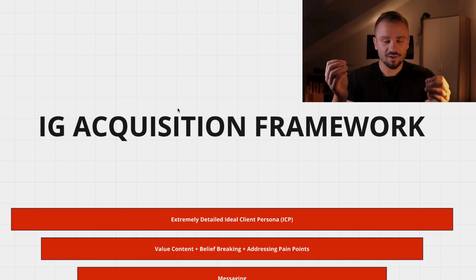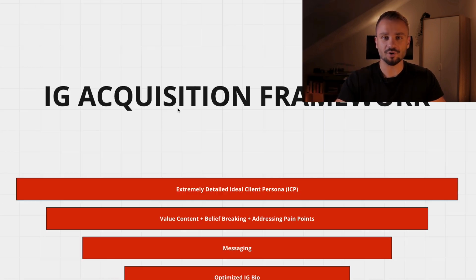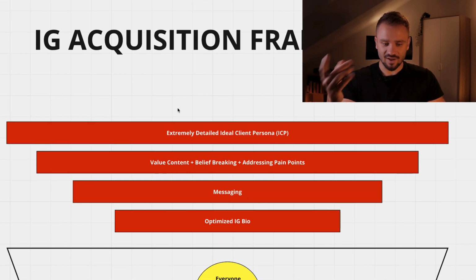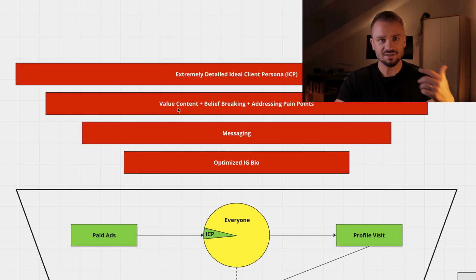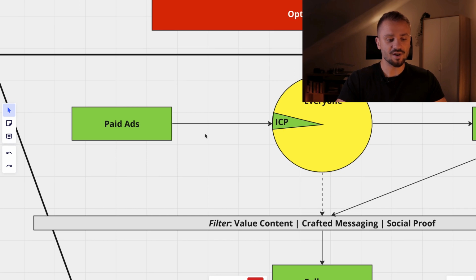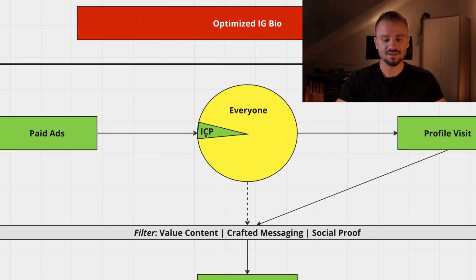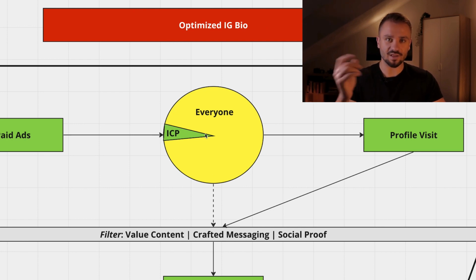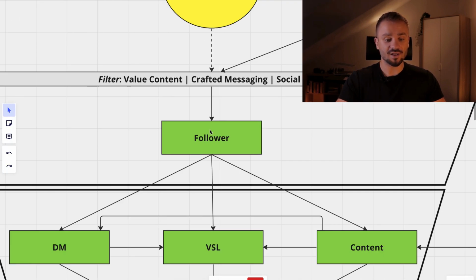And if you're already thinking about running ads, you're probably already extremely clear on who your ideal client is. You have value content, you know how to break beliefs, and you address pain points and how to solve them. You have your messaging on point, and you have an optimized Instagram bio. With paid ads, what you do is you run a paid ad to your ideal client persona or your target audience and ask them to visit your profile and follow your profile. From there, you're going to get a follower.